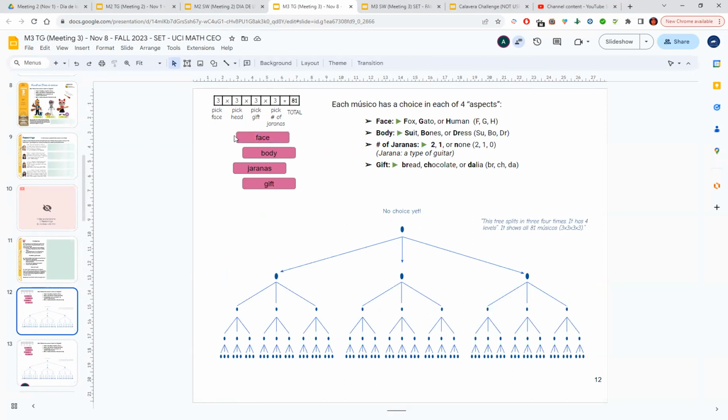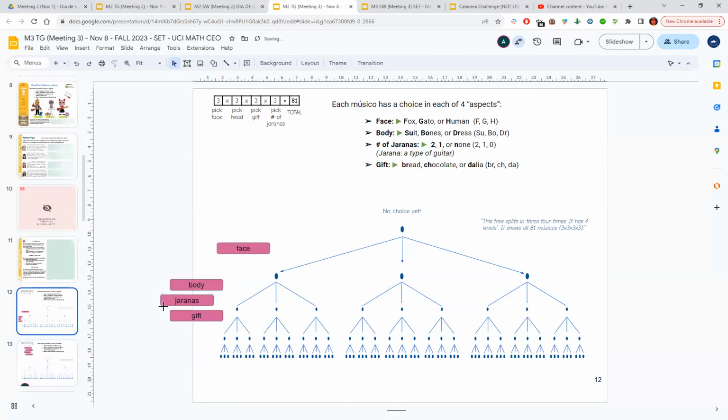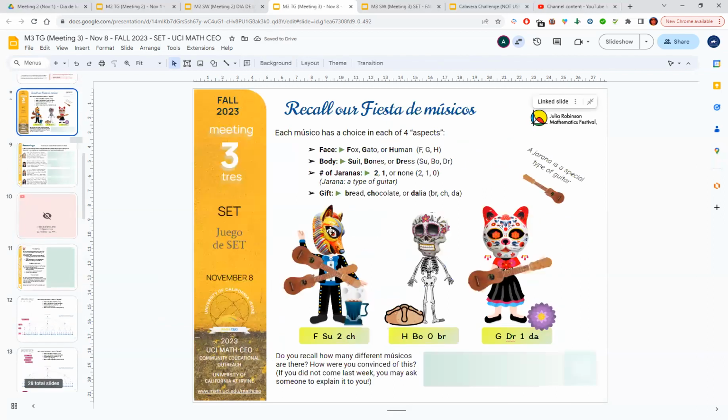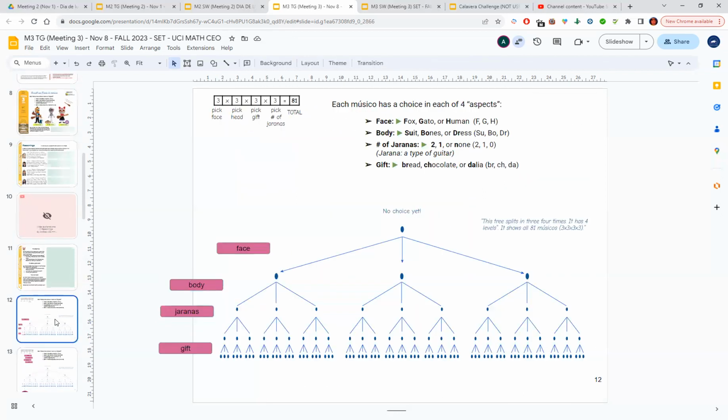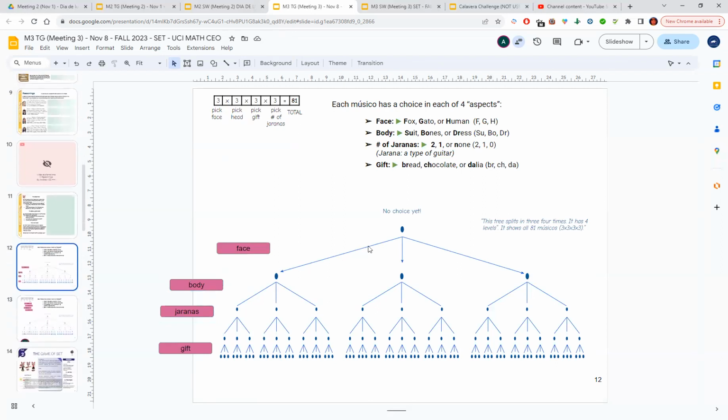Let's see, put it here. So let's say I'm choosing the face in this first level. And then I choose the other three in whichever order. I don't really care. We'll see why. And let's say that these are the gatos in this first choice. So we readily see that below this choice of gatos, we have to choose 3 for the bodies, times 3 for the jaranas, times 3 for the gifts, so that's 27.